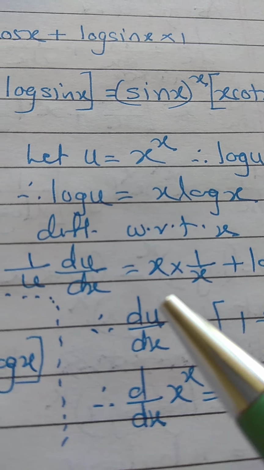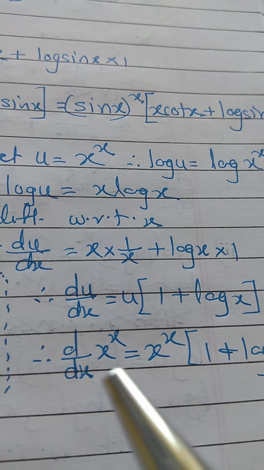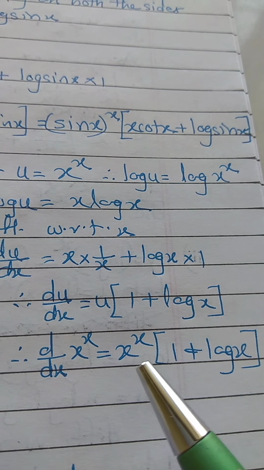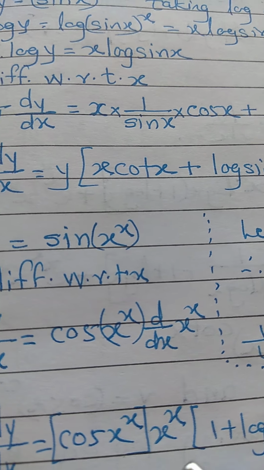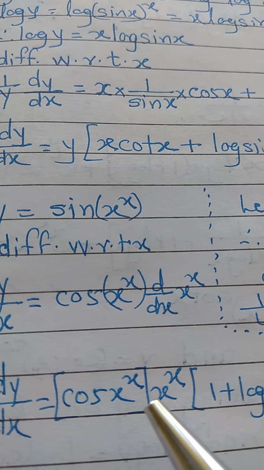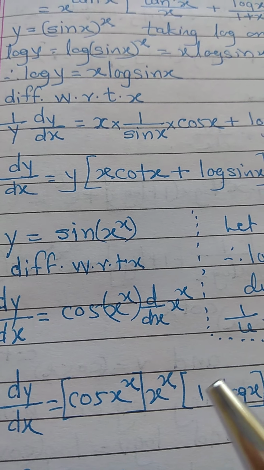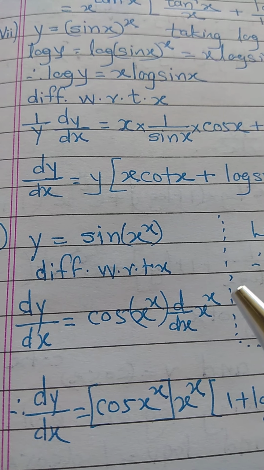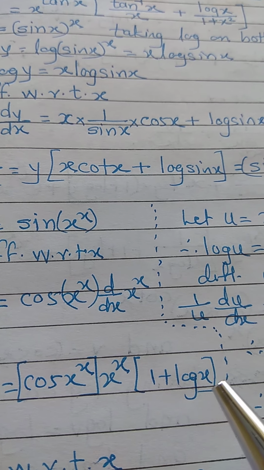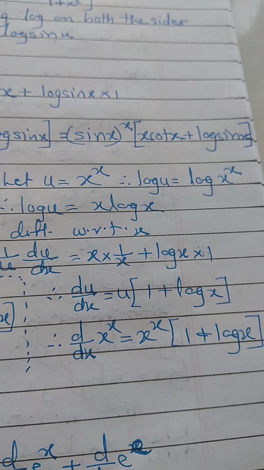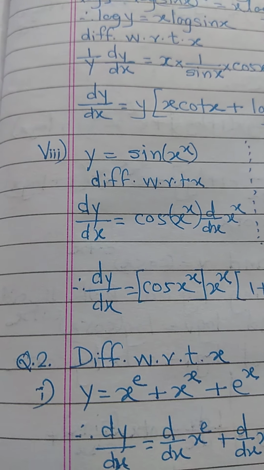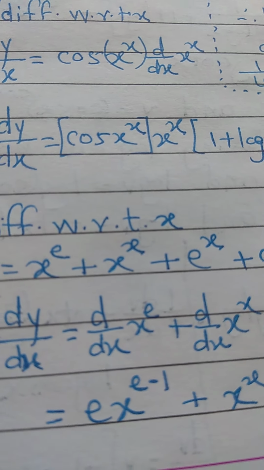Therefore, derivative of what is u here? x raised to x. Derivative of x raised to x is, this u is x raised to x, 1 plus log of x. So we should keep in mind that derivative of x raised to x is x raised to x in bracket 1 plus log x. So we will write this cos x raised to x as it is. And derivative of this x raised to x is x raised to x in bracket 1 plus log x by this result. Now question number 2, differentiate with respect to x.